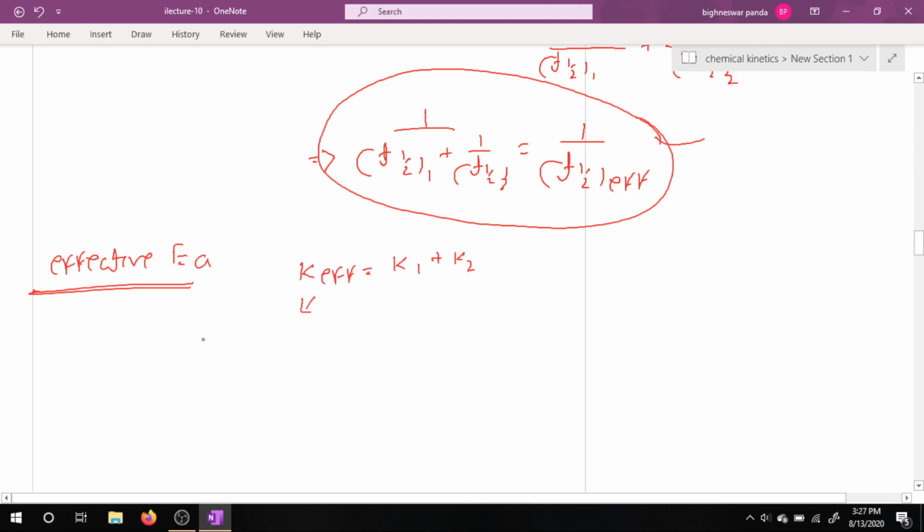For this k effective, I can write A effective e to the power minus EA effective by RT, in terms of k1 it is A1 e to the power minus EA1 by RT, and k2 is A2 e to the power minus EA2 by RT.